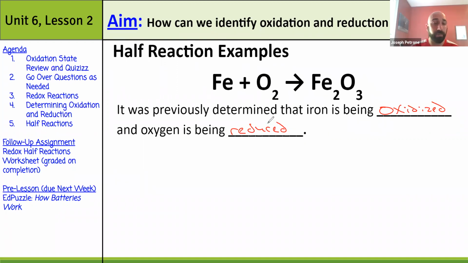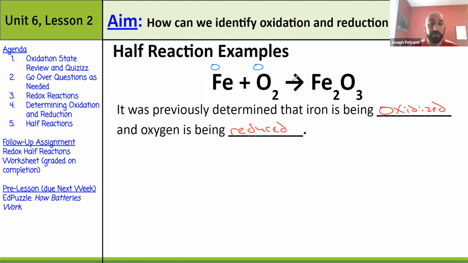And just a reminder of how we determined this, we looked at the oxidation states of each. So iron on the reactant side has a 0 oxidation state, and then oxygen also has a 0 oxidation state. That's because these are both pure elements, Fe and O2. The O2 is still pure, even though it's made up of two atoms. They're just of the same element.